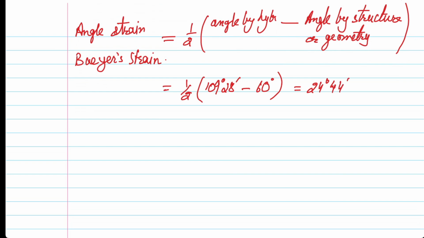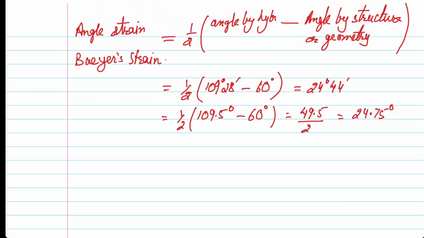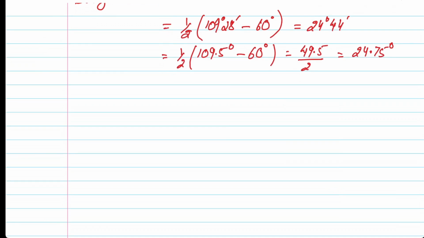Or if you have to deal with decimals only, you can consider 109 degrees 28 minutes to be 109.5 degrees. Minus 60 degrees, that will turn out to be 49.5 divided by 2. That turns out to be 24.75 degrees. So that is what we have as the angle strain of cyclopropane.